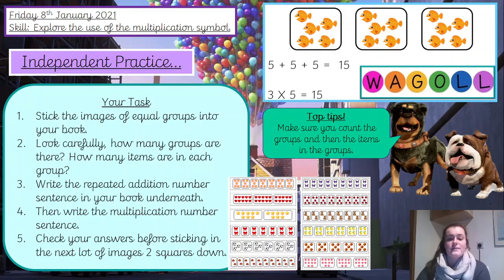Okay, you can have a go at your task now and then come back to the plenary once you have finished that. Good luck. I'm sure you'll be amazing. Well done.